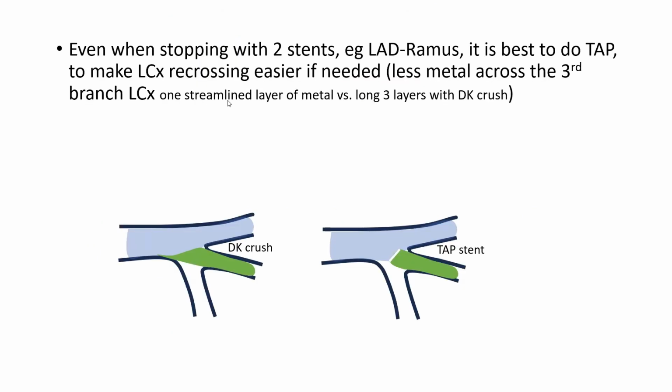Even when you're only stenting 2 branches, example, the LAD and the ramus, it is best to do TAP technique to make left circumflex recrossing and ballooning if needed and stenting if needed easier. You're having only one metal layer across that third branch, the left circumflex in this case, which is easy to rewire and balloon and even TAP stent if needed. Whereas if you have DK crush, you'll have to cross 3 metal layers to get into that circumflex.